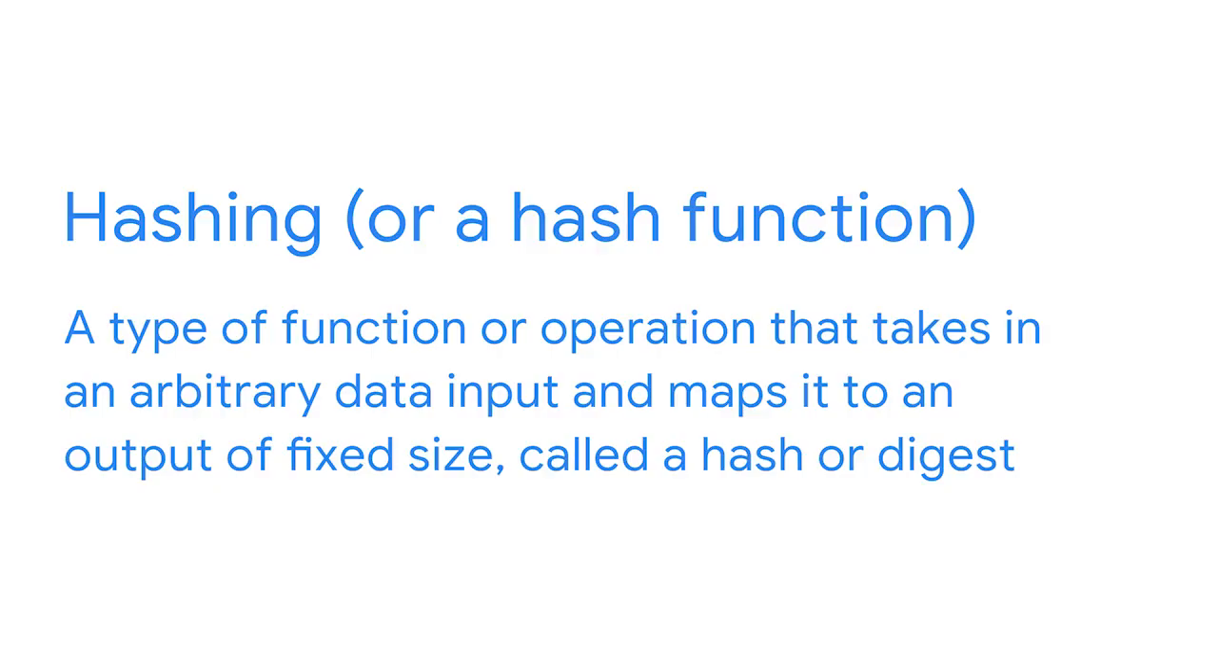So far, we've talked about two forms of encryption, symmetric and asymmetric. In this next lesson, we're going to cover a special type of function that's widely used in computing and especially within security, hashing. No, not the breakfast kind, although those are delicious. Hashing, or a hash function, is a type of function or operation that takes in an arbitrary data input and maps it to an output of a fixed size, called a hash or a digest.